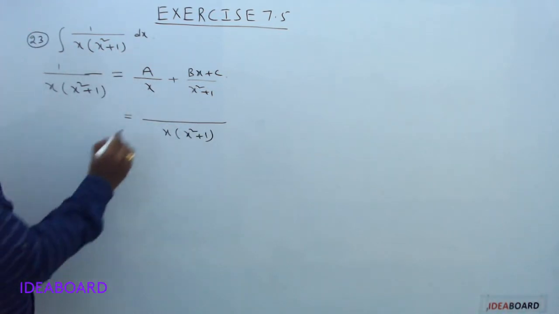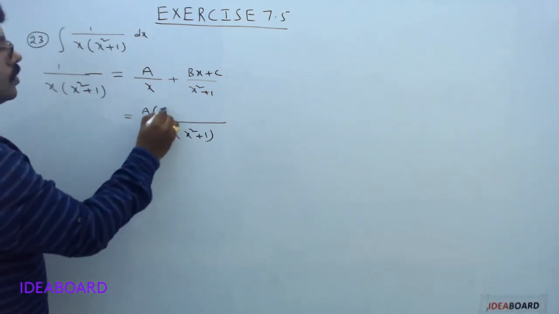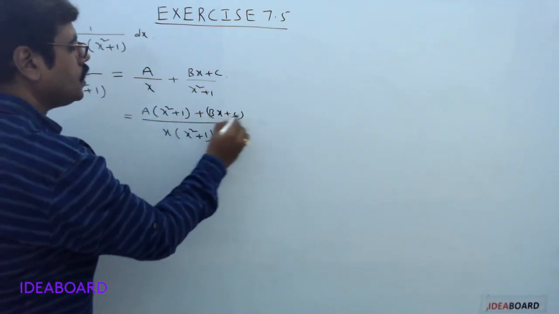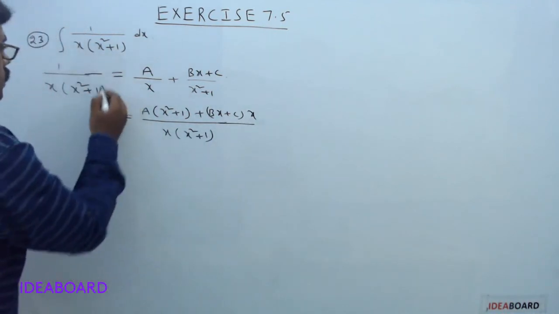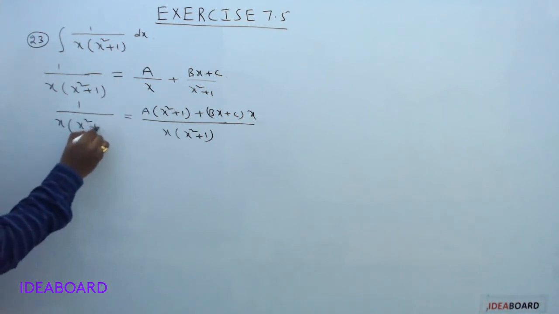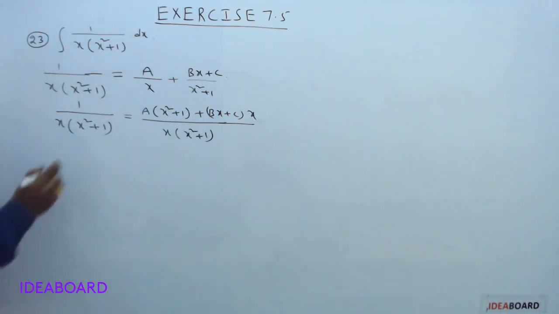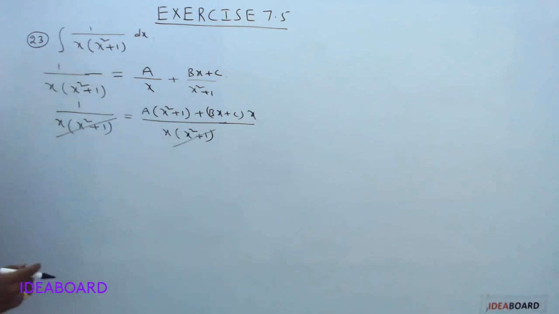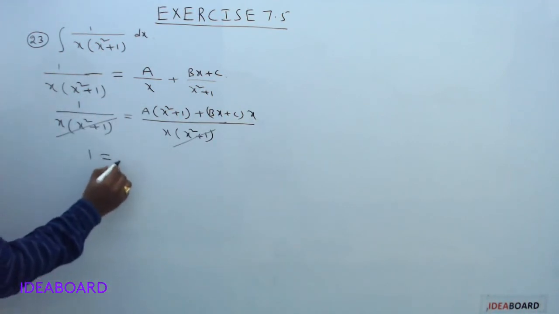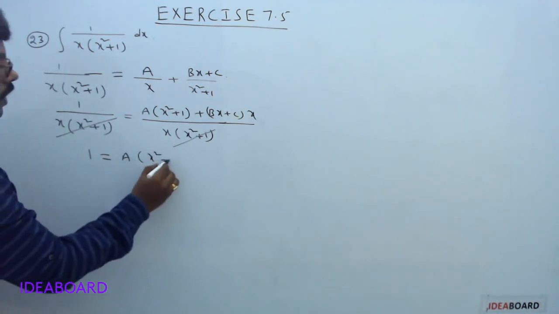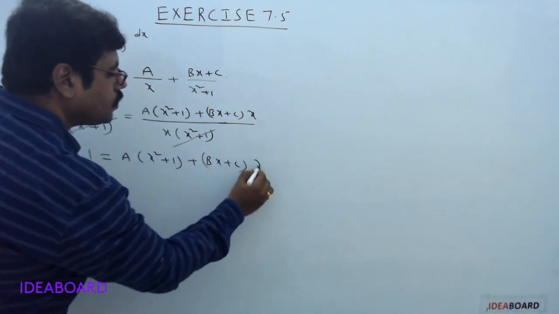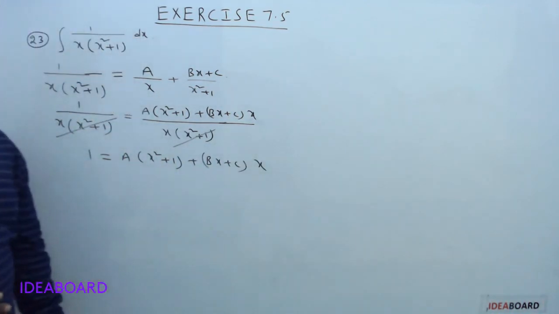Write down the corresponding numerator: a into (x square plus 1) plus (bx plus c) into x. Carry this LHS value as it is: 1 divided by x into x square plus 1. Now cancel the denominators on both sides. Then write down the remaining expression. 1 equals a into (x square plus 1) plus (bx plus c) into x.